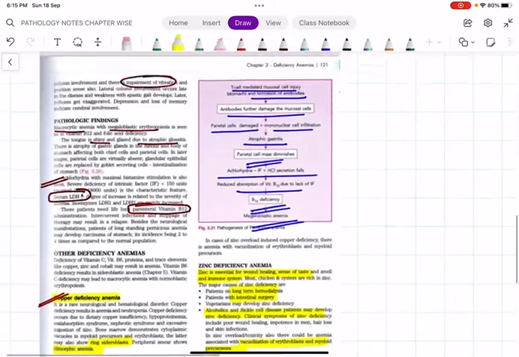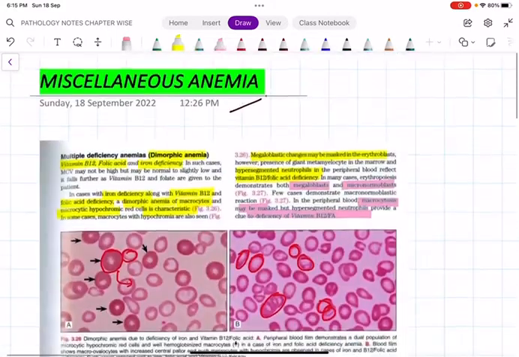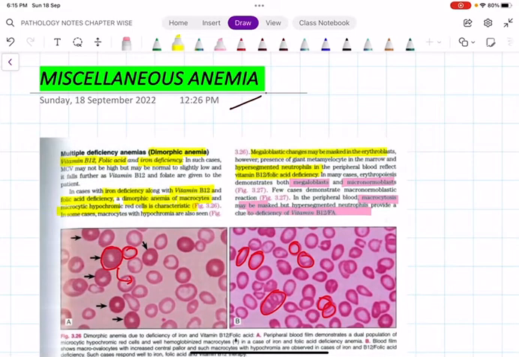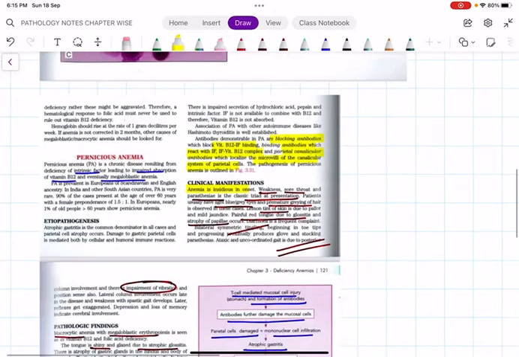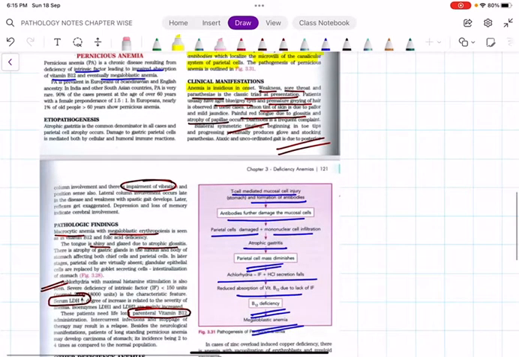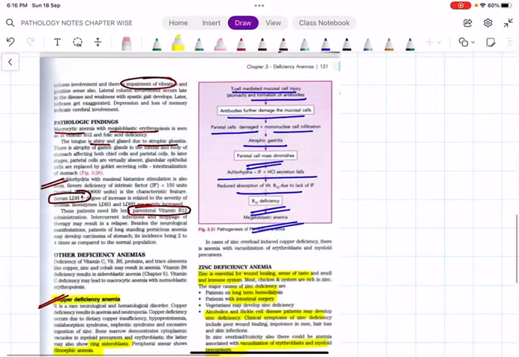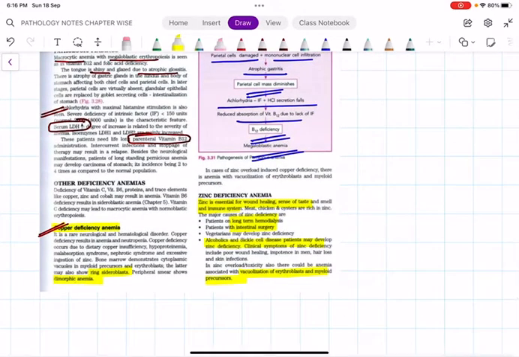As far as this session is concerned, the most important thing is MCQs, purely multiple choice questions. Just remember the features of dimorphic anemia. Sometimes they may ask pernicious anemia as a short note question. Just go through the pathogenesis, clinical manifestations and the peripheral smear finding. Copper deficiency anemia, what are the two features? One is ring sideroblast, the second is dimorphic anemia.